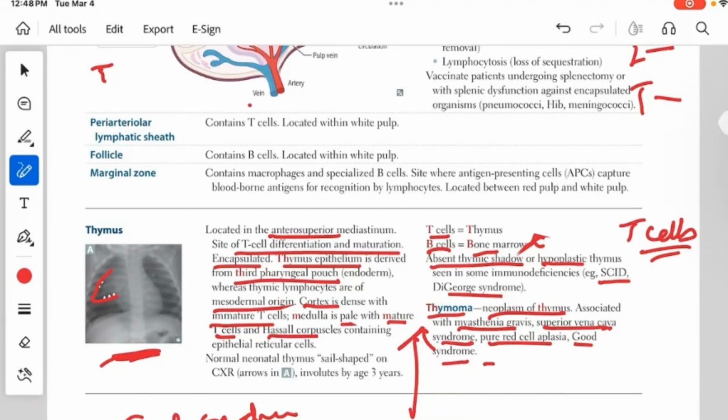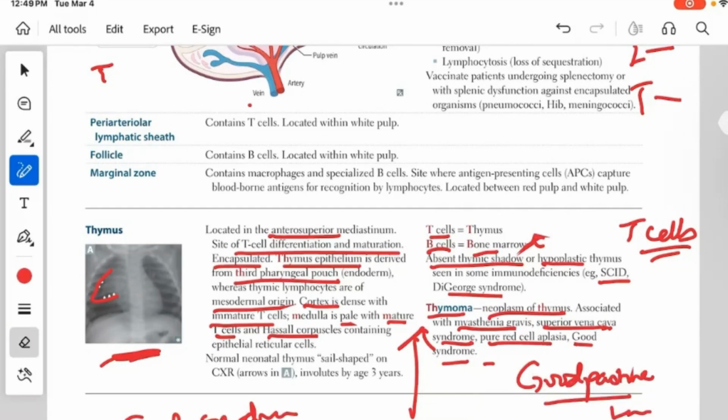This is different from Goodpasture syndrome. It's not the same thing. Goodpasture is caused by immune complexes that involve the lungs and the kidney. So it's different from Good syndrome. Good syndrome is a thymoma plus hypogammaglobulinemia. It's different from Goodpasture syndrome.